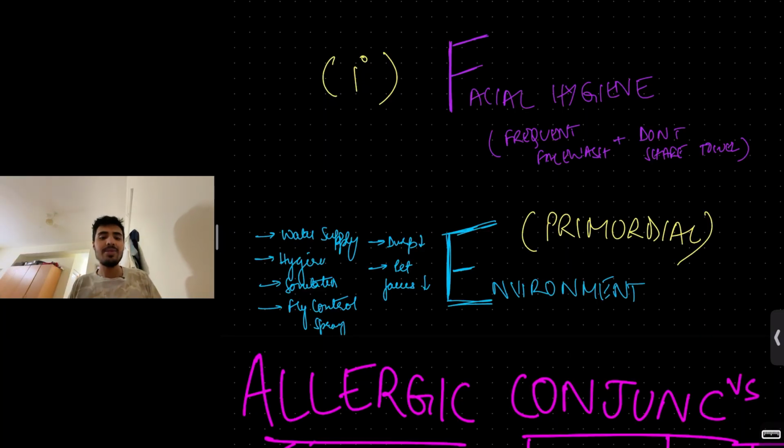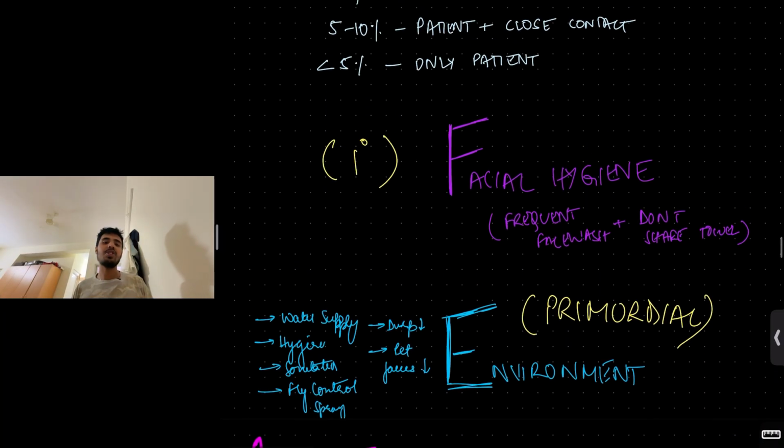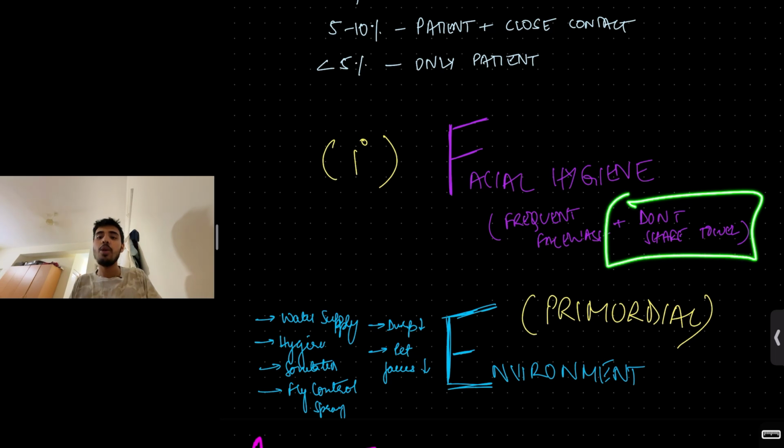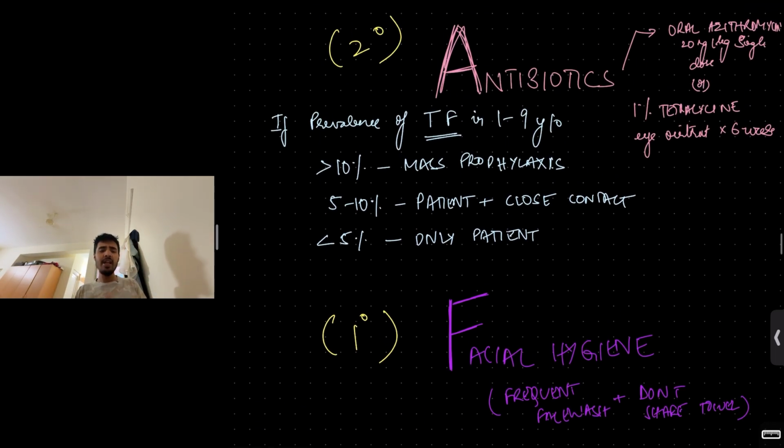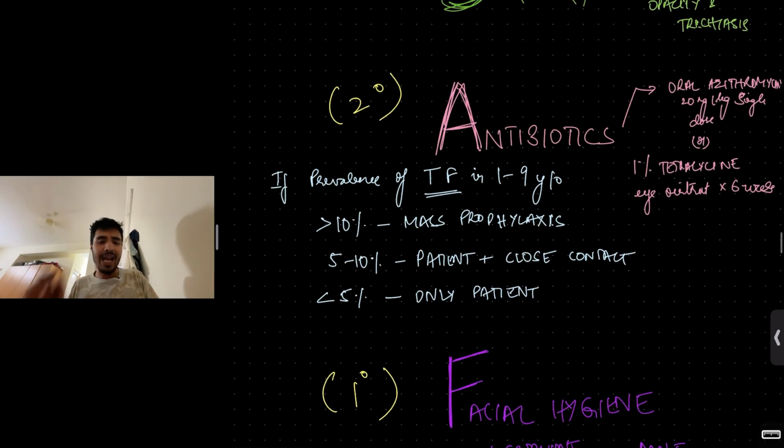But sometimes that's not enough. You have to go for primary prevention, that is facial hygiene. You have to do recurrent face wash. You have to avoid sharing of towels and handkerchiefs to prevent the spread through fomites. Then secondary prevention, antibiotics. Now, as I told, the antibiotic of choice is oral azithromycin 20 mg per kg single dose. But let's say the pregnant woman or children, then you'll give 1% tetracycline eye ointment for 6 weeks.